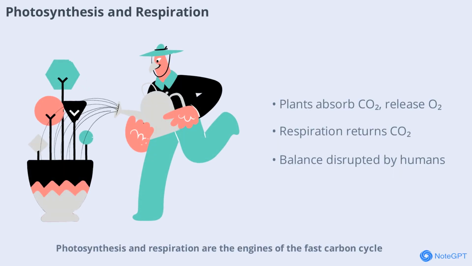Photosynthesis and respiration are the engines of the fast carbon cycle. Plants take CO2 and sunlight to build organic matter, releasing oxygen. Animals and microbes break down this organic matter, releasing CO2 and water. These processes are massive in scale and were balanced for thousands of years before humans began altering the system.